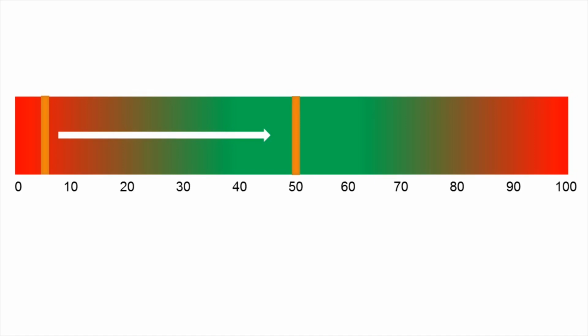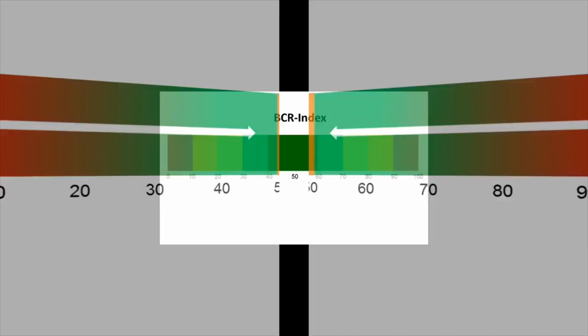So how do they move it there? There are many treatment methods to do that. And if it is somewhere close to 100, then they have to move it backwards to the 50 area, the optimum area. There are also different kinds of treatments involved in that.